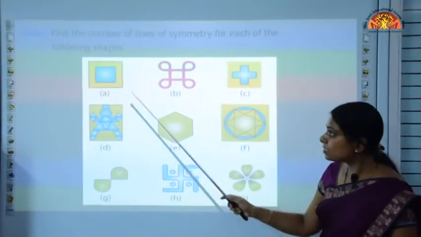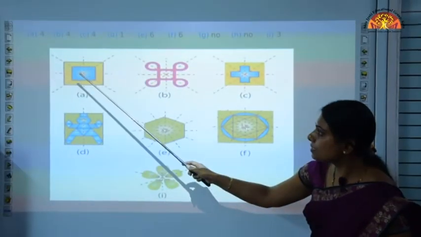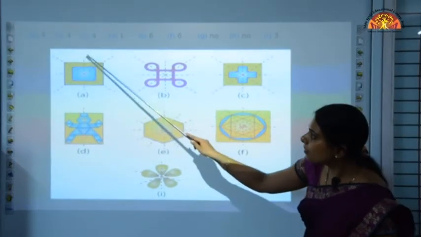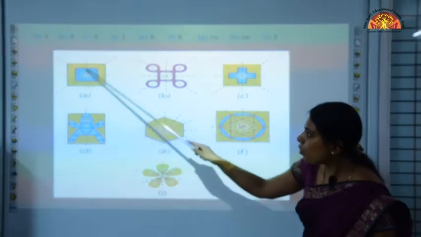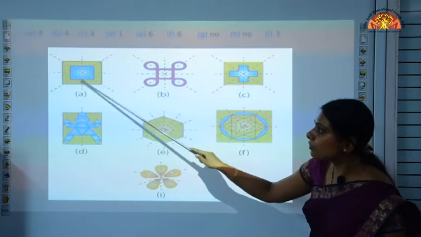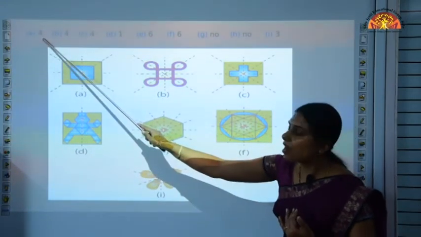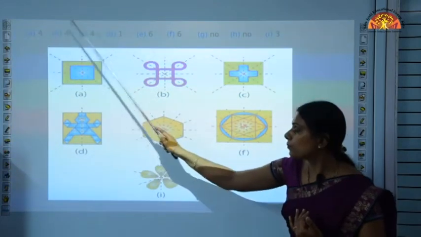So we have to just talk about the line of symmetry. This is the first figure. You can see there is a vertical line of symmetry, a horizontal line of symmetry, and along both the diagonals it can also be divided into 2 parts. So in the first figure, there are 4 lines of symmetry.